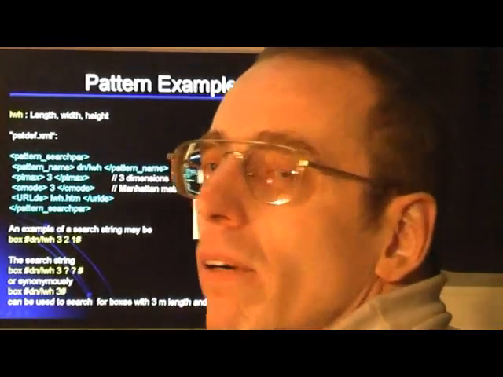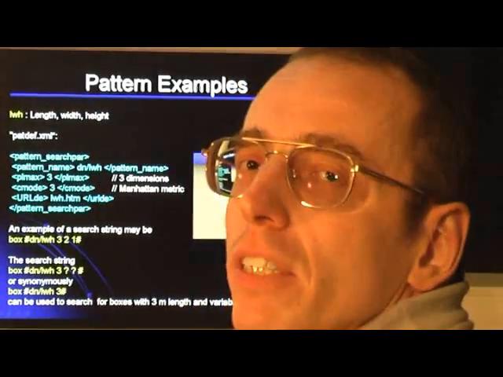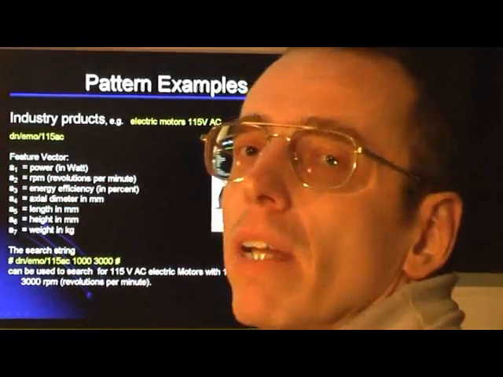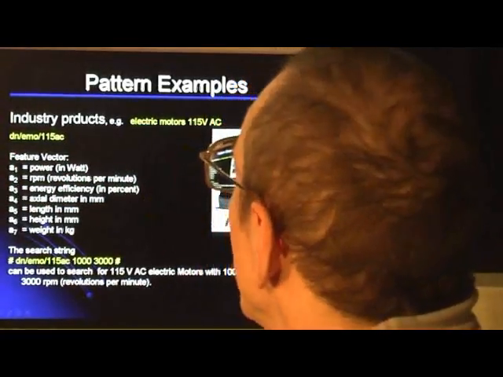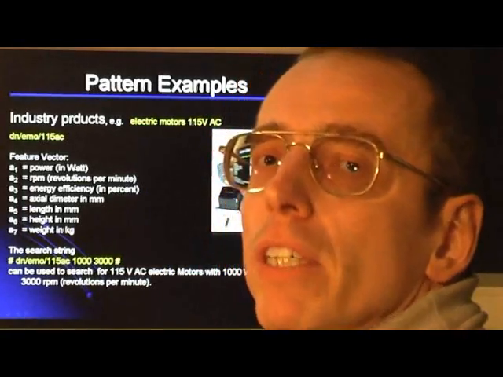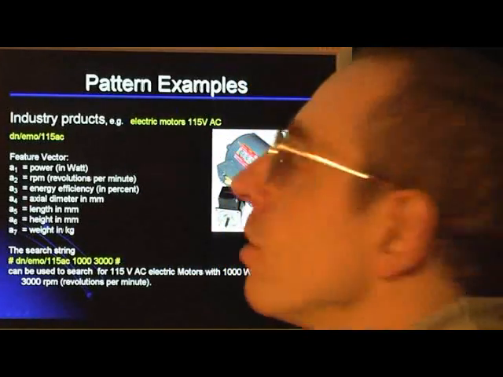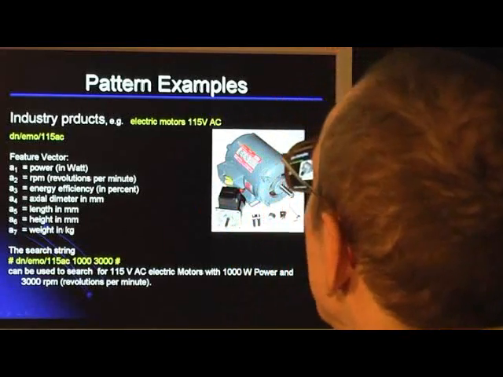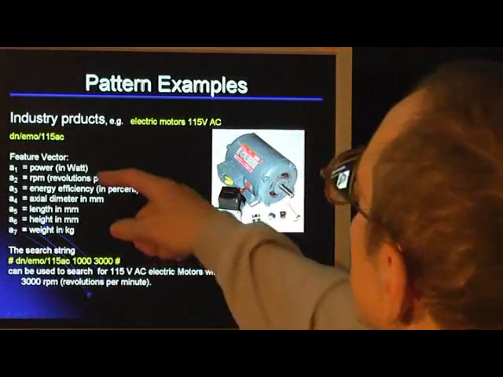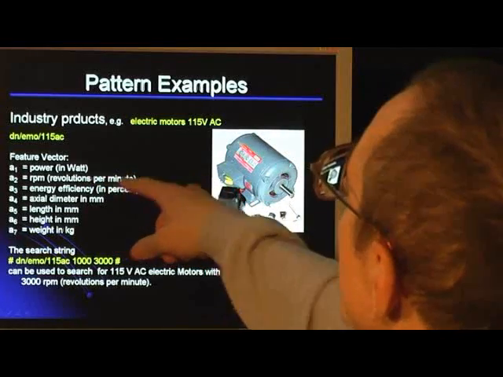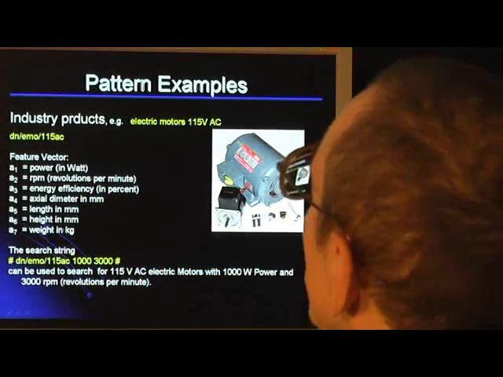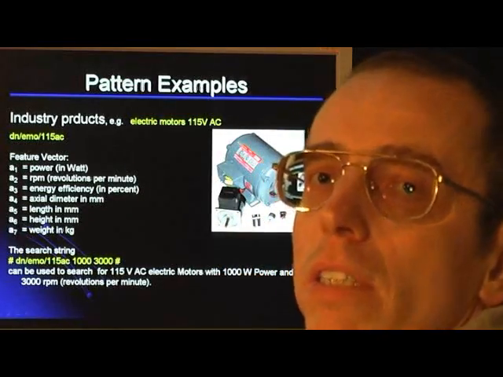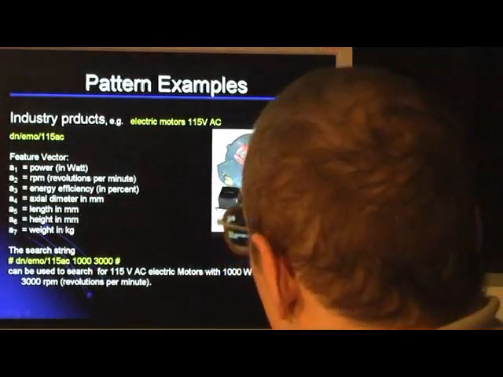And another example, a pattern which has some measurements of length, width and height of some object, or here some industrial specification, for example electromotors. If a manufacturer of electromotors wants to make his products searchable all over the web, he may define a pattern structure. The first number of the feature vector may be the power in watts, the second number the revolutions per minute, and so on. And so he can make his products searchable all over the web.